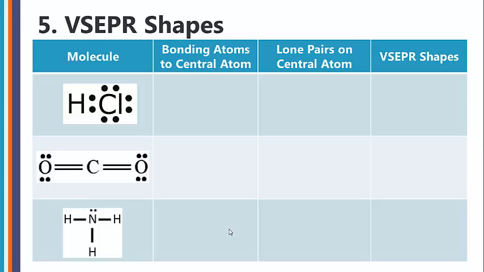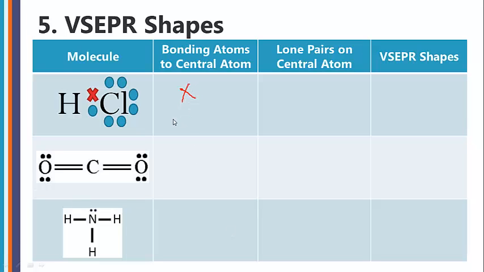The next question asks us about the different VSEPR shapes. So what I recommend you do is draw in the electrons that are in the bonds. So for H and Cl, there's one from H and one from Cl. So there it is, kind of rewritten. The number of bonding atoms to the central atom: well, in this case, there isn't a central atom because there's only 2 atoms. The number of lone pairs, again, this doesn't apply because there's no central atom.